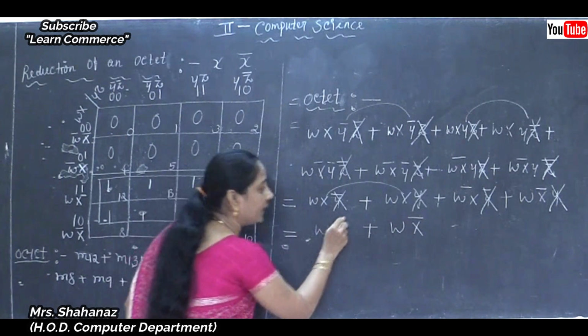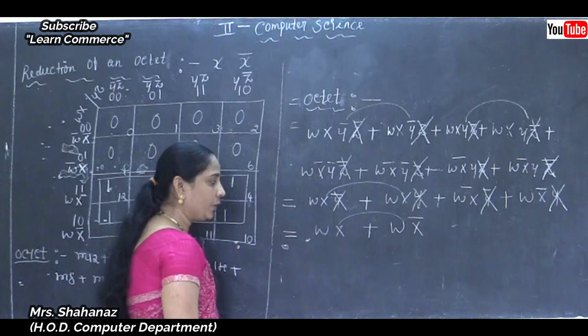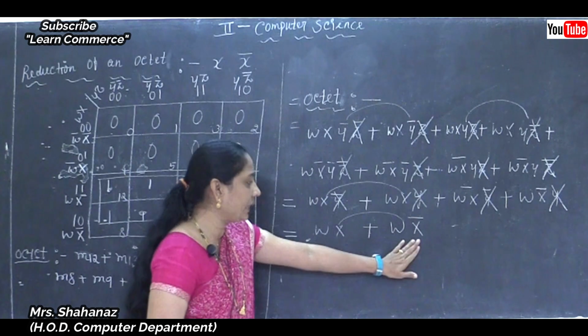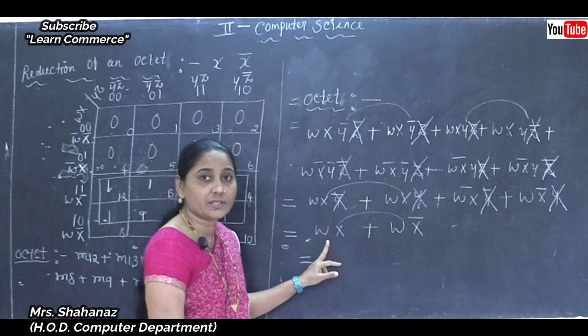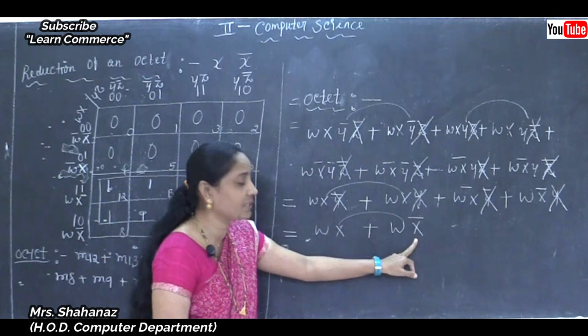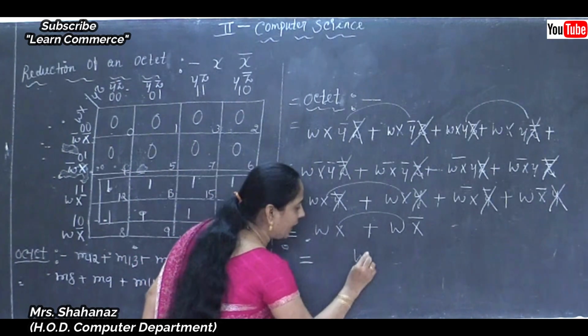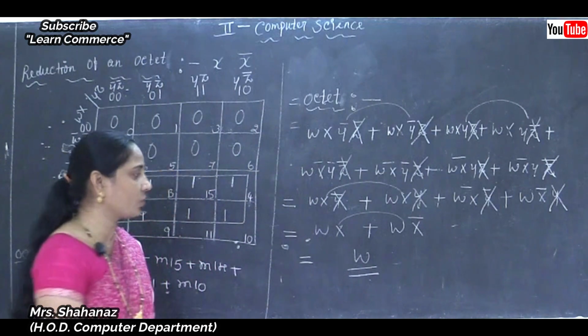Again we need to make the comparison between the values. When you make the comparison between the values here, we can say that the first expression is wx, and the second expression is w complement of x. So surely we will get the answer as w only. Clear this point here.